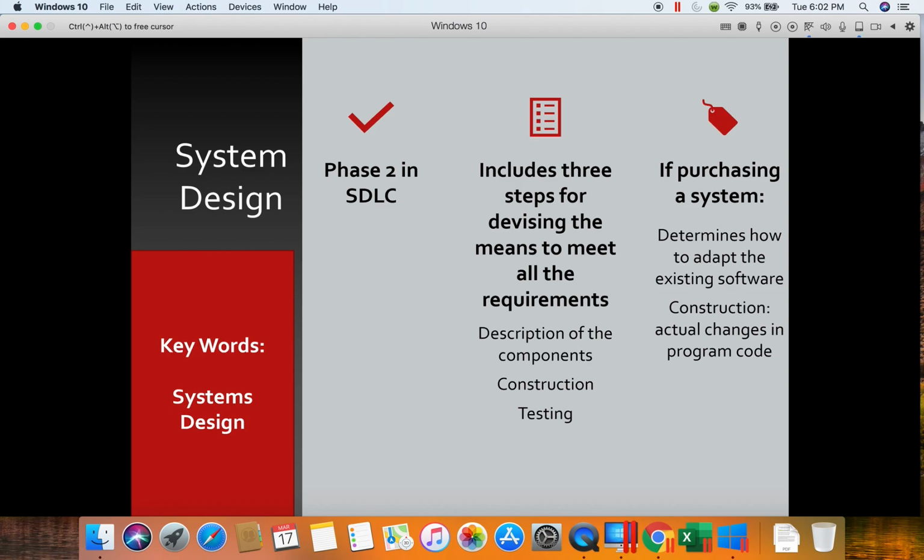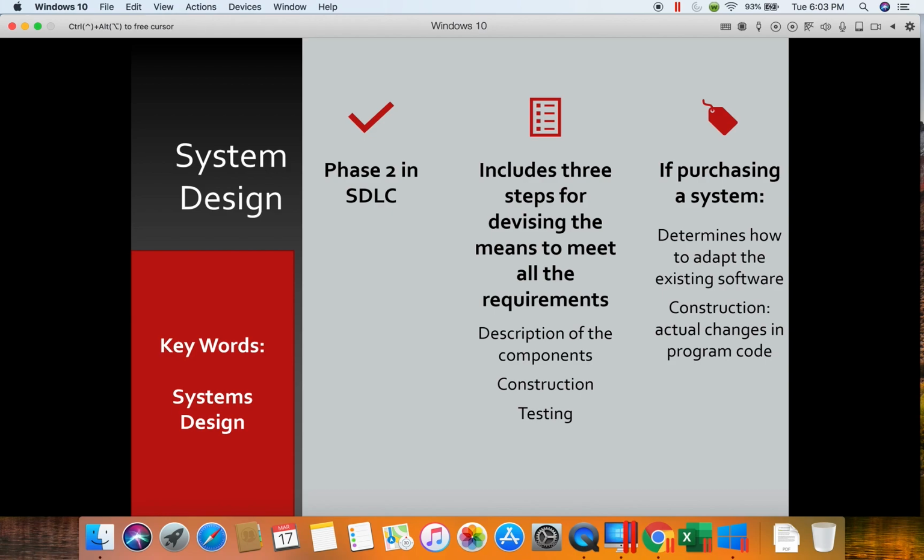Once we have that list of requirements, now we can begin moving into the system design phase. In this phase, the purpose is to devise the means that all of those business requirements can be met. So we're going to create a massive report that we can then use to compare different systems and make sure that those systems are going to be meeting all of the needs that we have identified in that document.